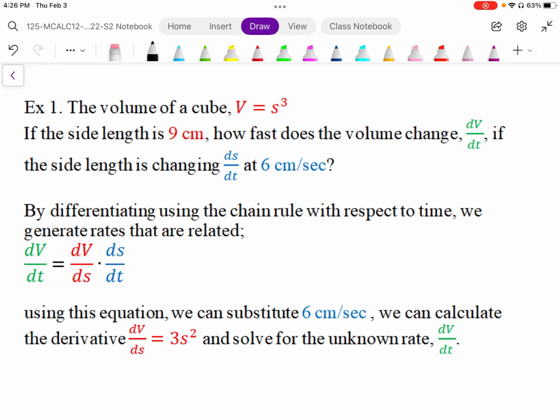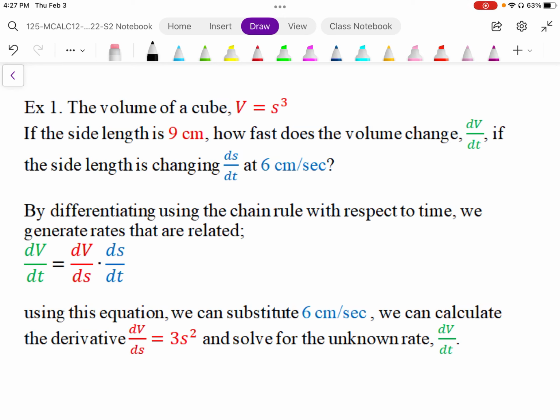And we have this cube, and its side length is presently 9 centimeters. So it's a 9 by 9 by 9 cube. And what's going to happen is this cube is dynamic, so it's going to change size. So we want to know how fast is the volume changing? In other words, what is dV by dt if the side length is changing at a rate of 6 centimeters a second? So the side lengths are increasing at a rate of 6 centimeters per second. So the volume is going to increase as well, but by what rate is it increasing?